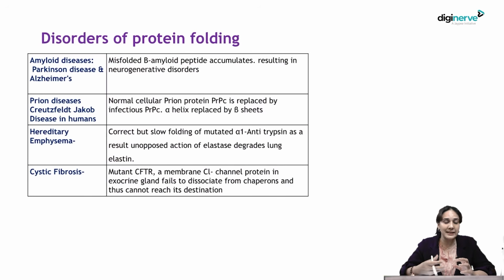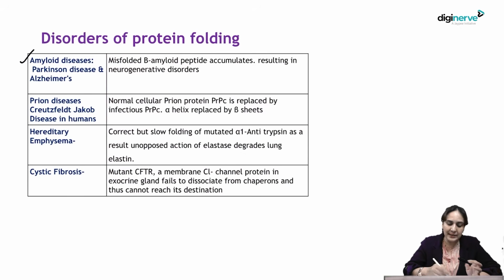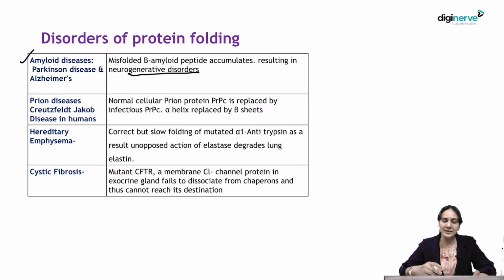We have discussed that folding is very important for normal functioning. But if folding is not proper, what will happen? It can lead to various disorders like amyloid diseases as seen in Parkinson's or Alzheimer's disease. This is due to misfolded beta amyloid peptide accumulation resulting in neurodegenerative disorders. If proteins are not folded properly, they will not be active. Rather, they start accumulating and can result in neurodegenerative disorders, as occurs in the case of misfolded beta amyloid peptide, and it can lead to Parkinson's and Alzheimer's disease.